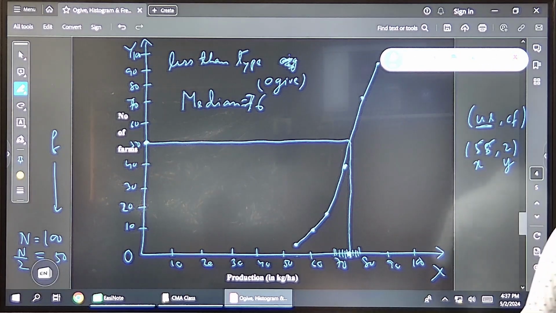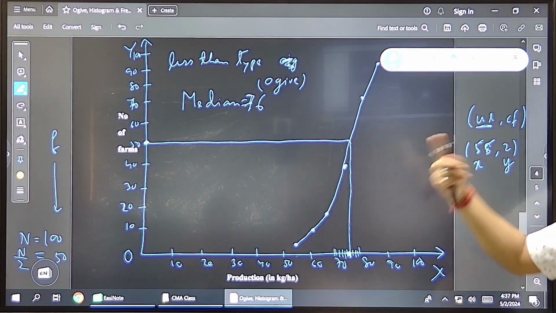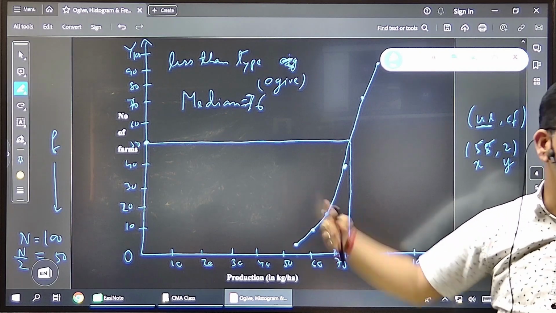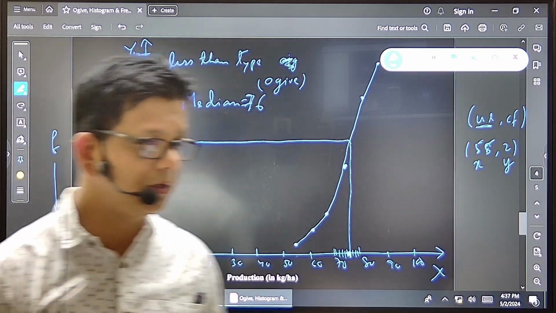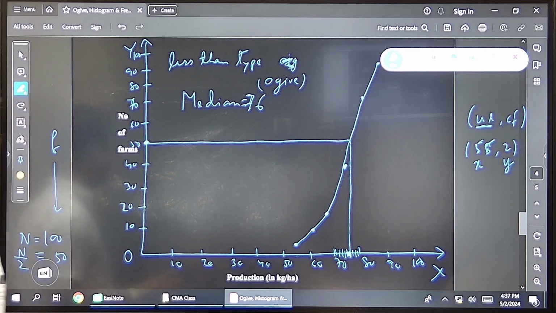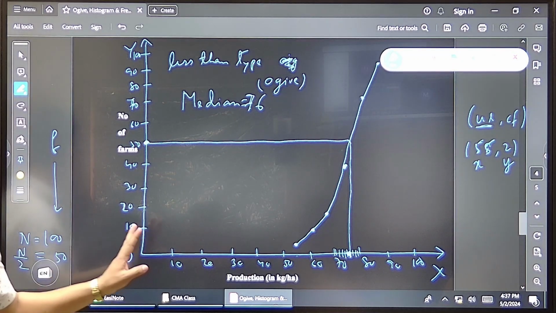Is that okay? The same thing we also do in the more than type ogive. I'm not going to do it now. Is it okay? Any question? Right? So one more. Yes.